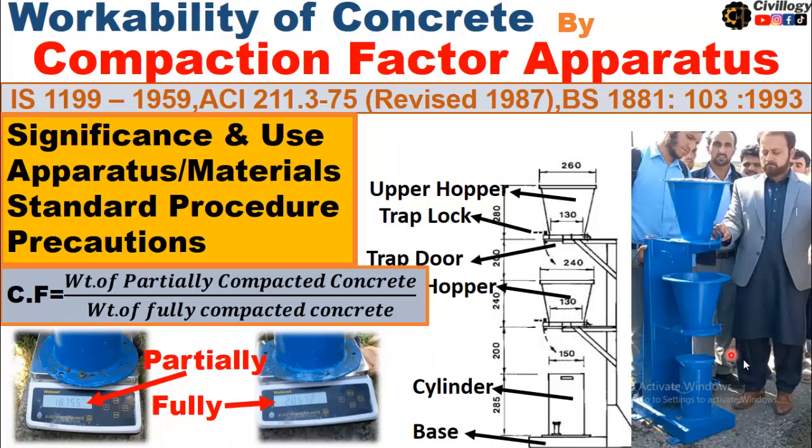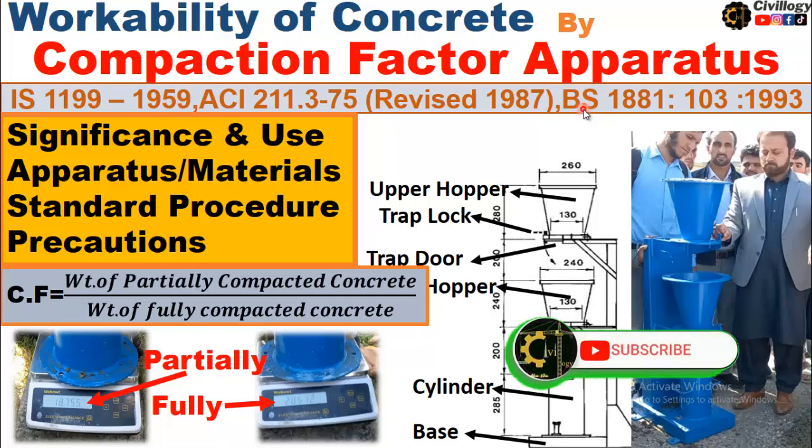So the compaction factor apparatus is over here. As you can see, it comprises two hoppers and a cylinder. In this video we are going to discuss the significance and use of this test, the apparatus and material required to perform this test, and the standard procedures according to Indian Standard Code, ACI and British Standard Code.